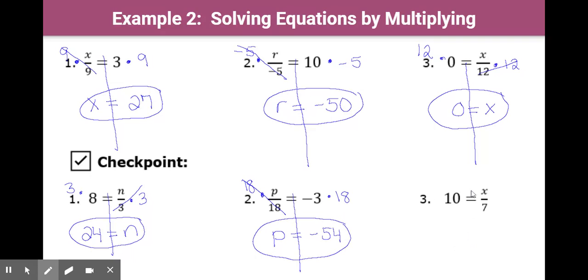One more problem, problem number 3. What should I do to isolate the x? I see divide by 7, so in order to undo that, I need to multiply both sides by 7. My 7s will cancel, drop down the x equals, what is 7 times 10? 70. So my final answer is just x equals 70.